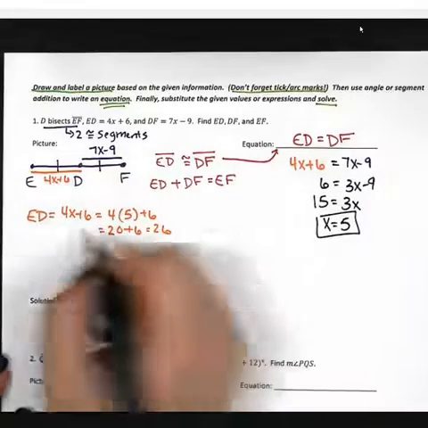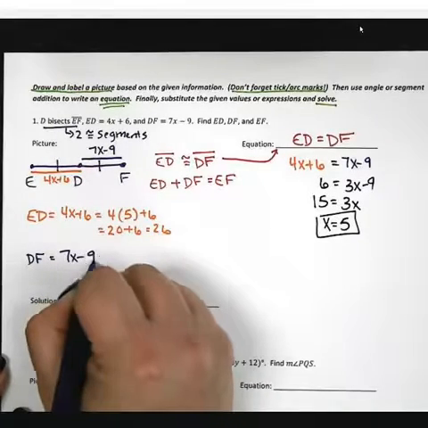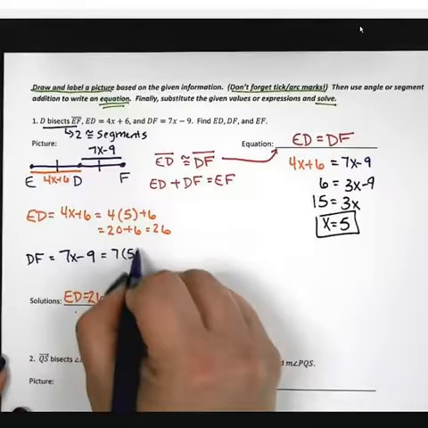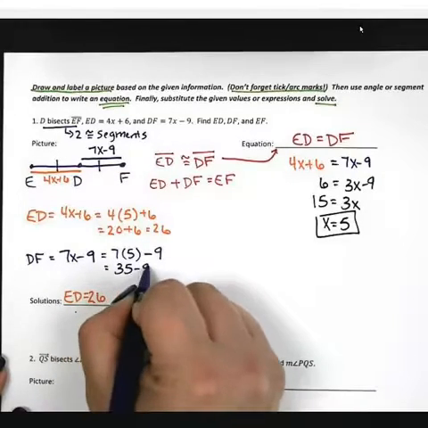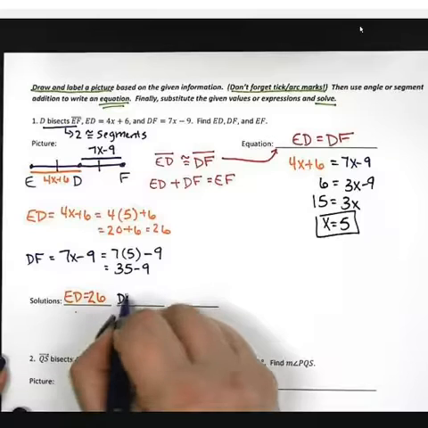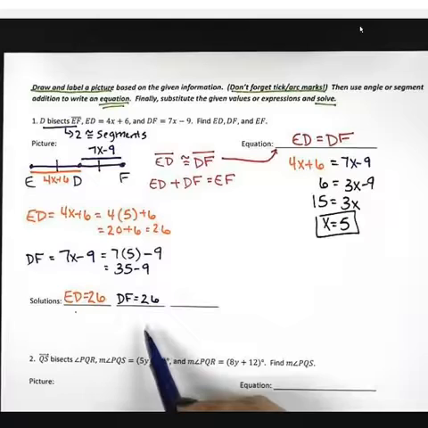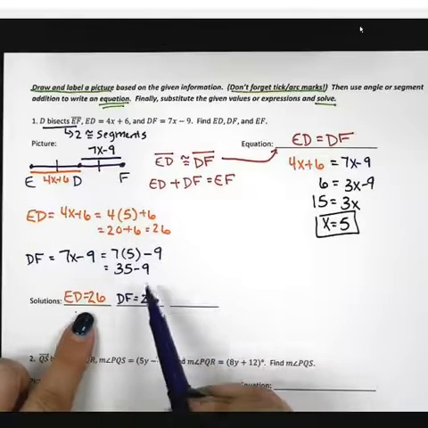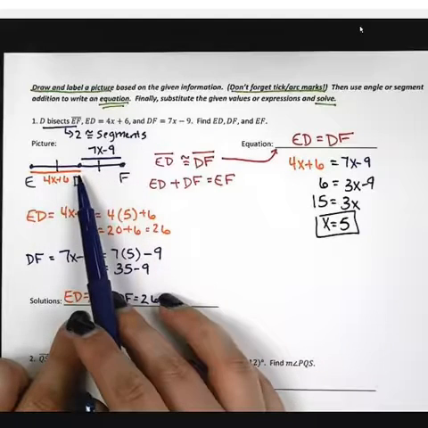Then we can find DF. So we know that DF is 7x minus 9. So 7 times 5 minus 9. And we get 35 minus 9. So we get that DF is also 26. And hey, that should work out like that, guys. That's actually how we know that we got this right, because when we plug it into both of those equations, we get that they're the same length. That's what should happen because D is bisecting the segment.